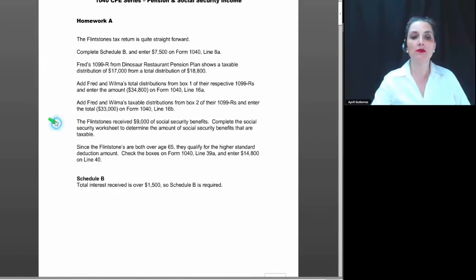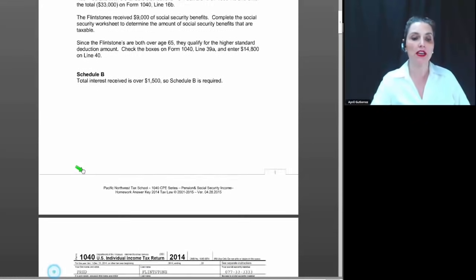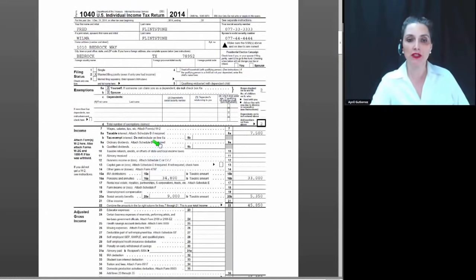The Flintstones also received a total of $9,000 of Social Security benefits, and to figure out how much of those benefits are taxable, we're going to need to complete the Social Security benefits worksheet. So let's take a look at their finished return.